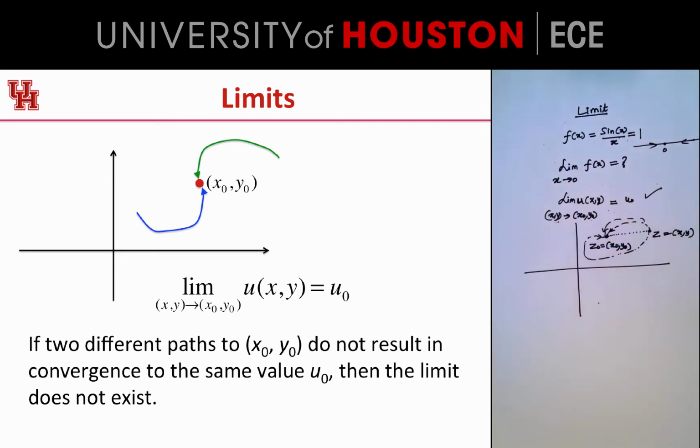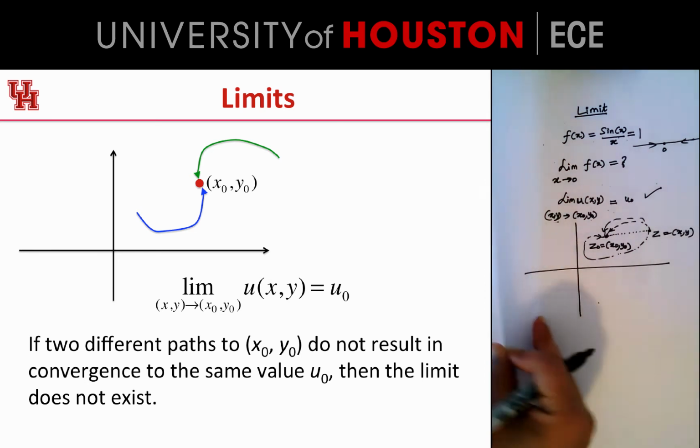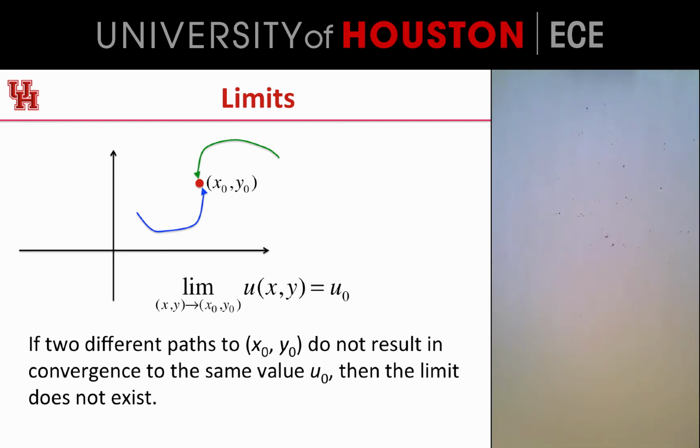Okay, now there's another aspect to this. If you want to prove that a certain limit does not exist, then you just have to find one counterexample, right? So showing that a limit does not exist is actually surprisingly simple. It's a much lazier process than showing that a limit exists, right? Let's look at an example.